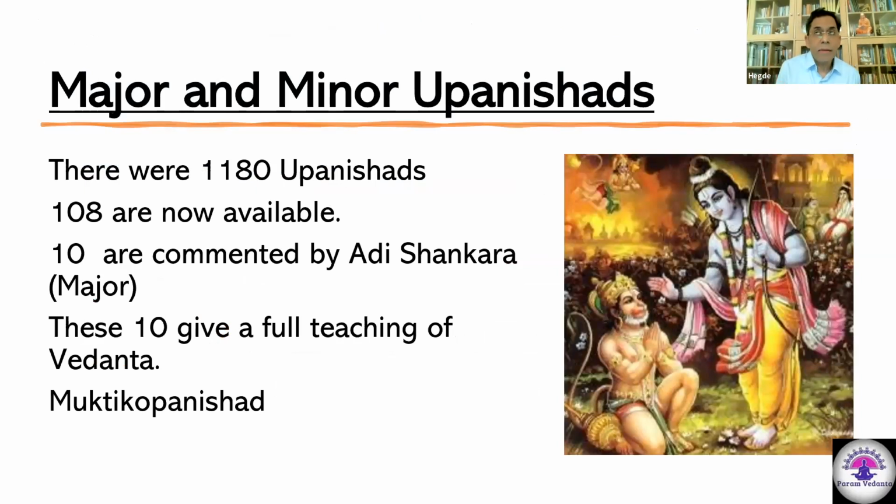Initially, it is said, if you go by the number of shakas, the number of divisions in the Vedas, we should have 1,180 Upanishads, of which only around 108 are available. Of them, 10 have been commented on by Adi Shankara and other great acharyas, and therefore these 10 are called the Dashopanishad. Why are these 10 Upanishads called major Upanishads and the others minor Upanishads?